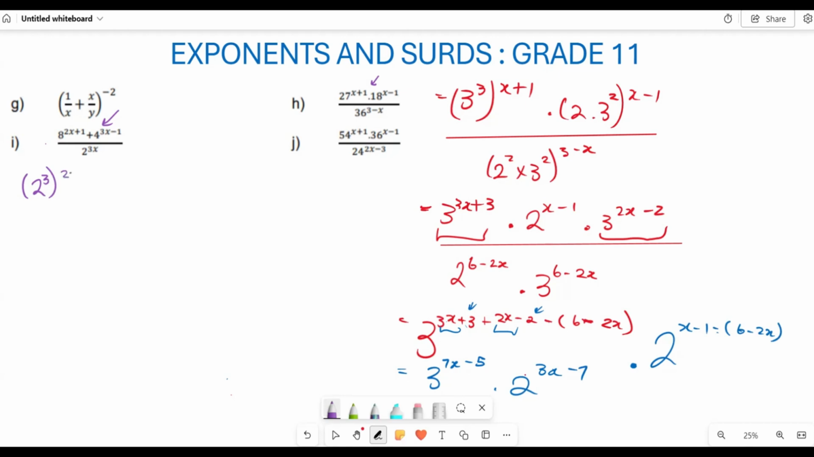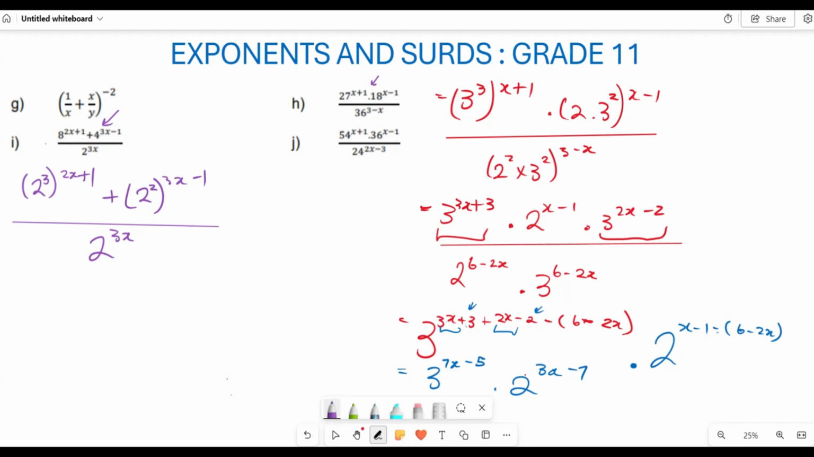This is to the power of 2x plus 1. This is plus what else? Now, what is 4? This is the same as 2 squared to the power of 3x minus 1. This is divided by 2 to the power of 3x. And now what are you going to do from here? Then you can start distributing within this bracket, right?